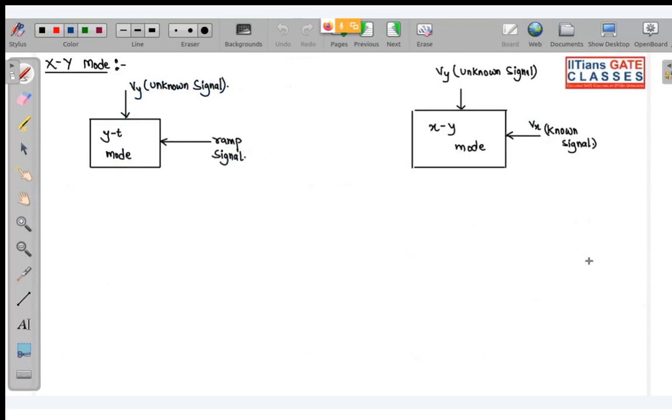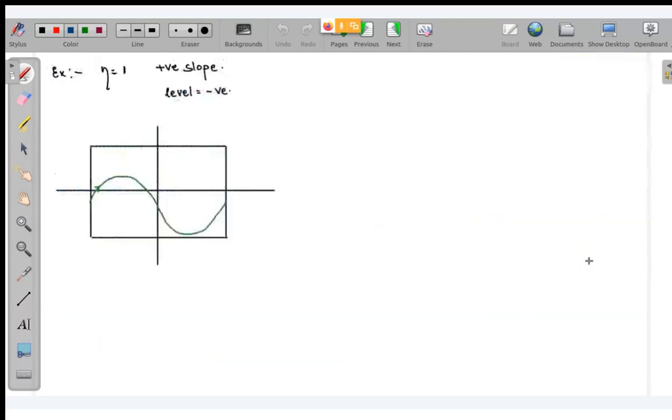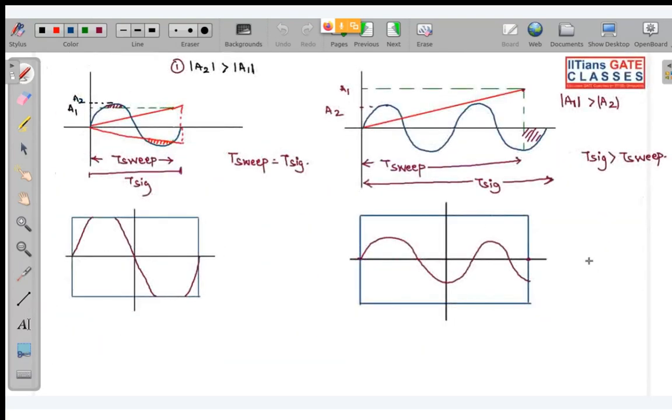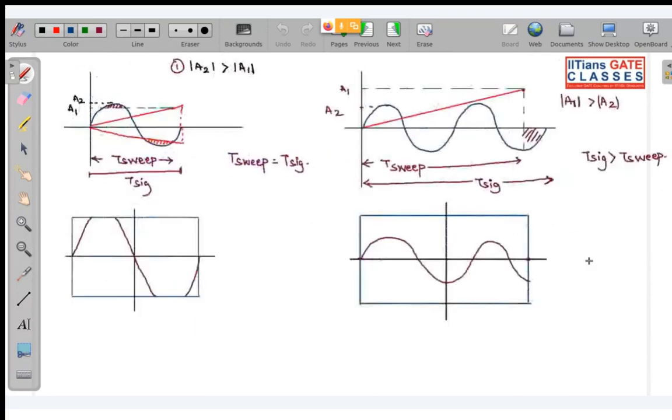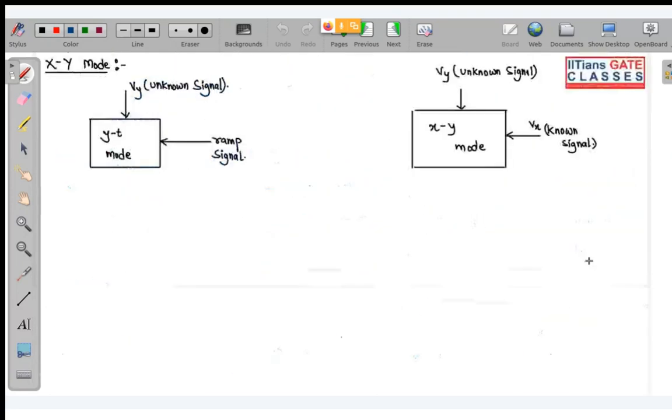It is known as your XY mode. See, up till now, whatever we have studied, all those things we have seen in your YT mode of CRO. In YT mode, basically your vertical plates get your unknown signal, and your horizontal plates get sweep signal, or ramp signal. But in XY mode, what happens? We don't give ramp signal.